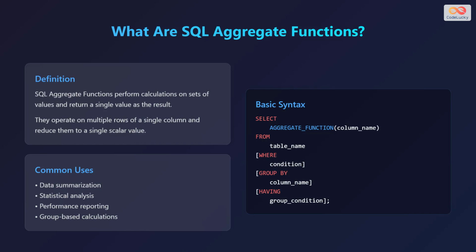The basic syntax of using an aggregate function is as follows. First, we have the select keyword, followed by the aggregate function. The aggregate function takes the column name as an argument. Then we have the from keyword, followed by the table name. Optionally, we can have a where clause followed by a condition. Also, we can have a group by clause followed by a column name, and a having clause followed by a group condition.